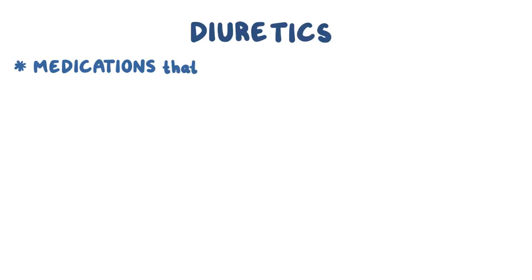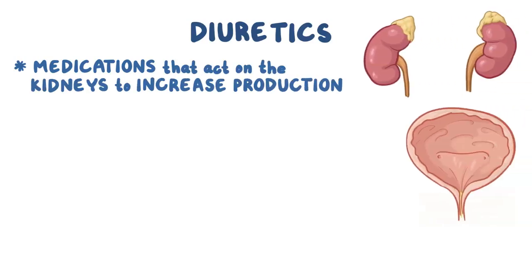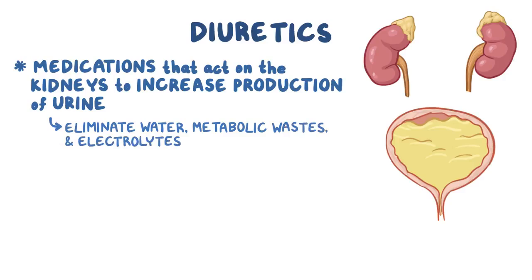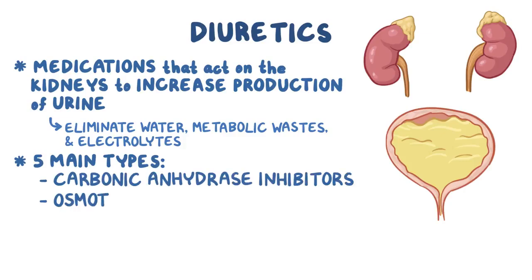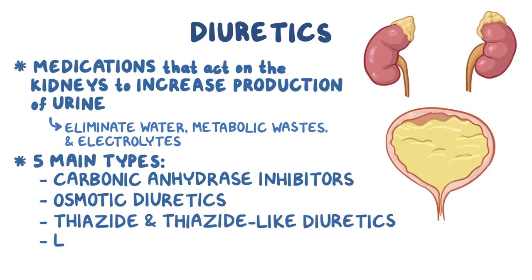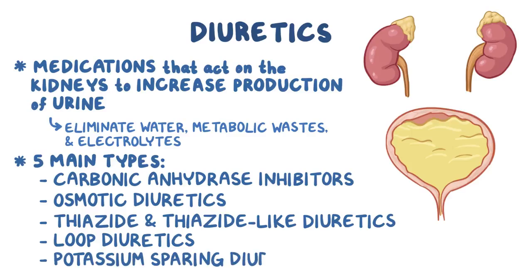Diuretics are medications that act on the kidneys to increase production of urine and to eliminate water, certain metabolic wastes, and electrolytes from the body. There are 5 main types of diuretics: carbonic anhydrase inhibitors, osmotic diuretics, thiazide and thiazide-like diuretics, loop diuretics, and last but not least, potassium-sparing diuretics, which is the only class of diuretic that retains potassium rather than wasting it.